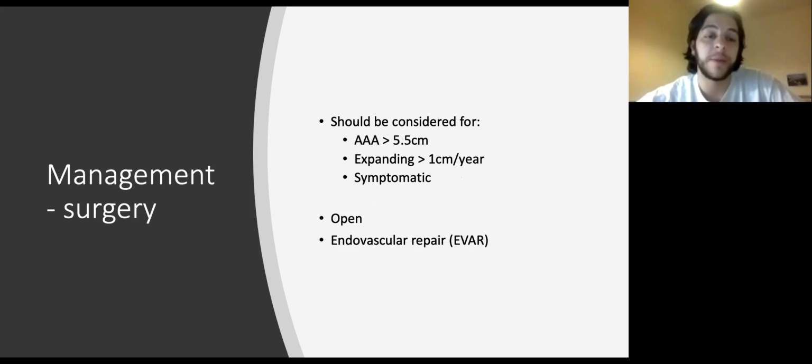There are 3 main criteria for when you'd consider surgery for a AAA. Firstly, if the AAA is more than 5.5 centimeters. Secondly, if it's expanding at a rate of more than 1 centimeter a year. Or thirdly, if it's causing the patient distressing symptoms, so things like back pain, which we've already mentioned. And there are two main options for surgery. There is an open option, and there is an endovascular repair, which is the minimally invasive option.